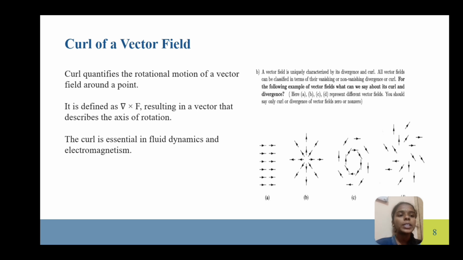A vector field is uniquely characterized by its divergence and curl. All vector fields can be classified in terms of their vanishing or non-vanishing divergence or curl. The following examples are shown below. A, B, C, you can see the directions of the curls mentioned here in the picture.